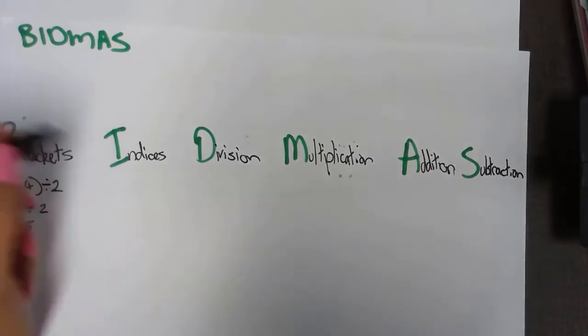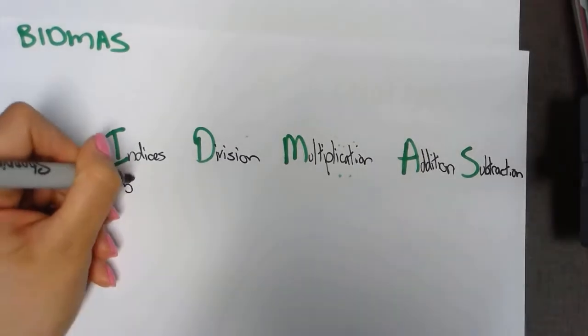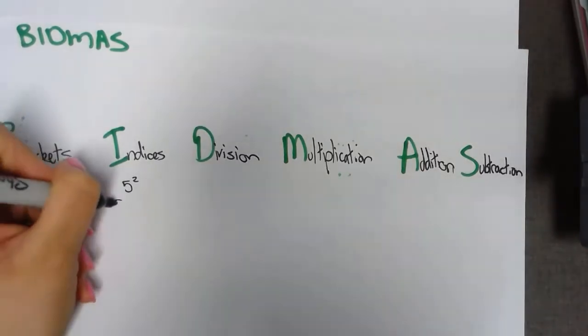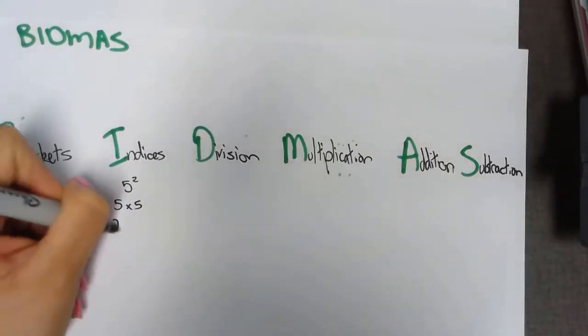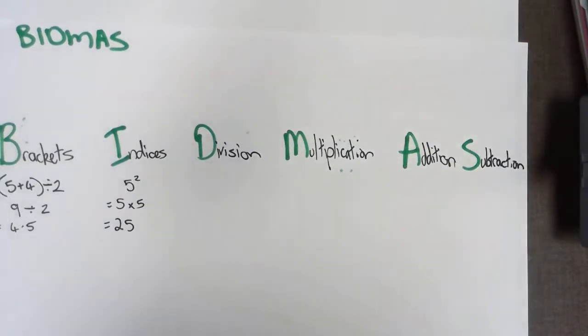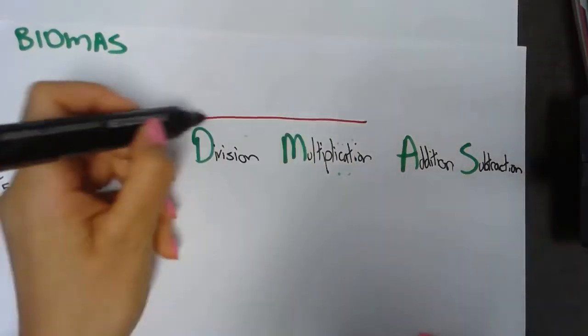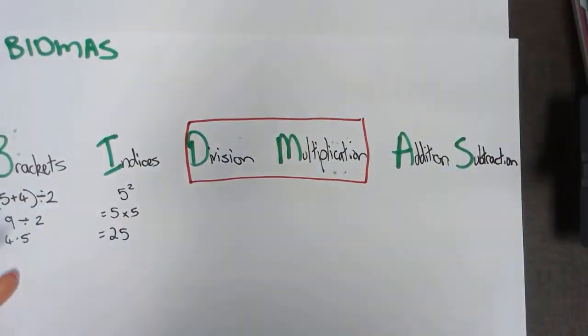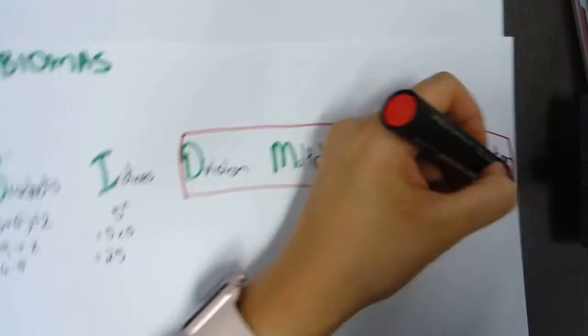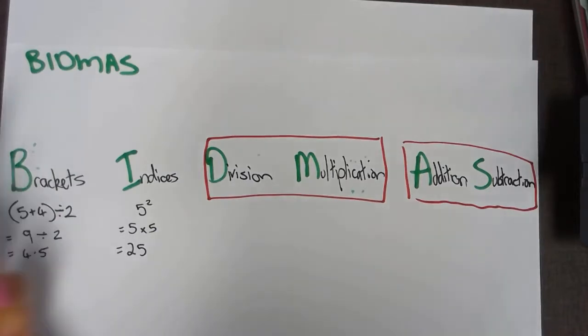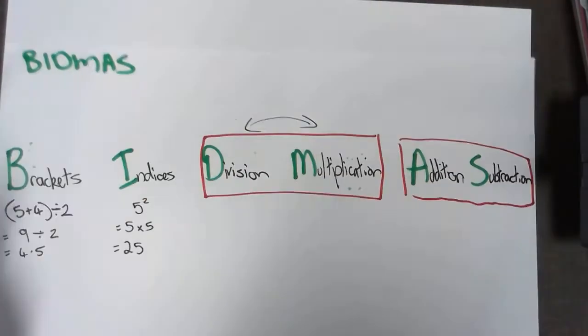Indices, so anything to the power of, so 5 to the power of 2 or 5 squared, that's an indice, and that is 5 times 5, which is 25, so an example of that. Division, multiplication, addition, and subtraction. Now these are sort of in pairs, so you've really got division and multiplication as a pair, and you've got addition and subtraction as a pair. Okay, so those two go together, and they actually are interchangeable.